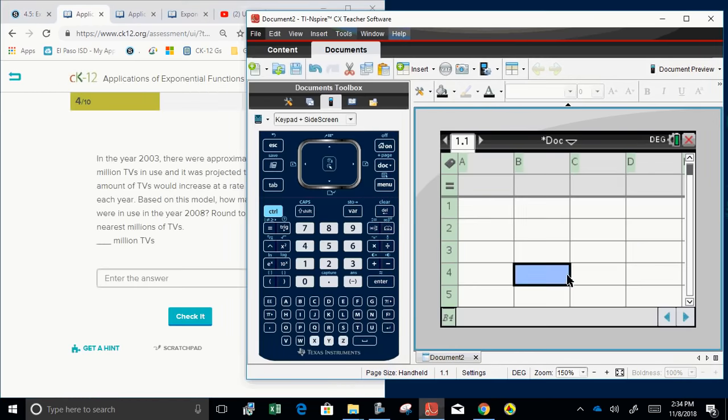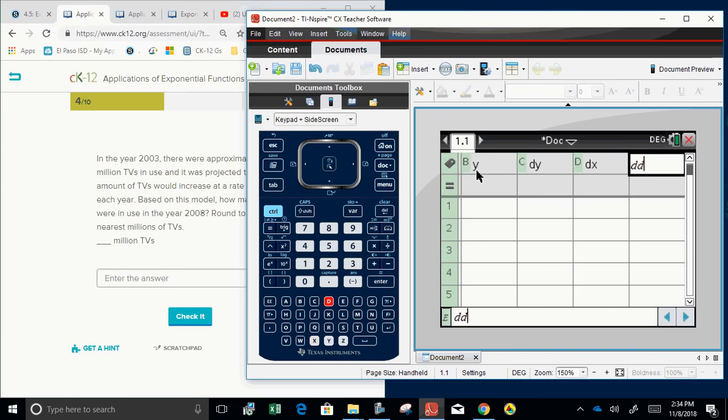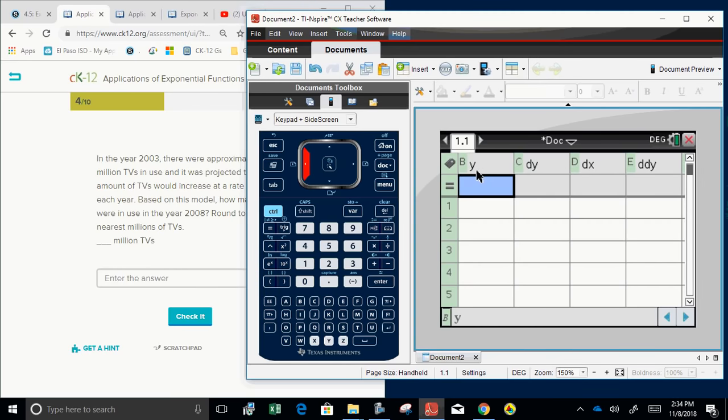Here I'm going to make this table. And again, we have x, y, dx, dy, common ratio, and model, and finally residual. And for this, we have to put some data in.